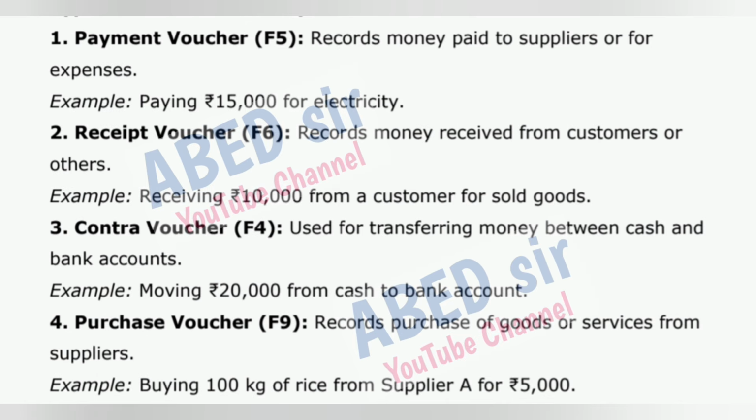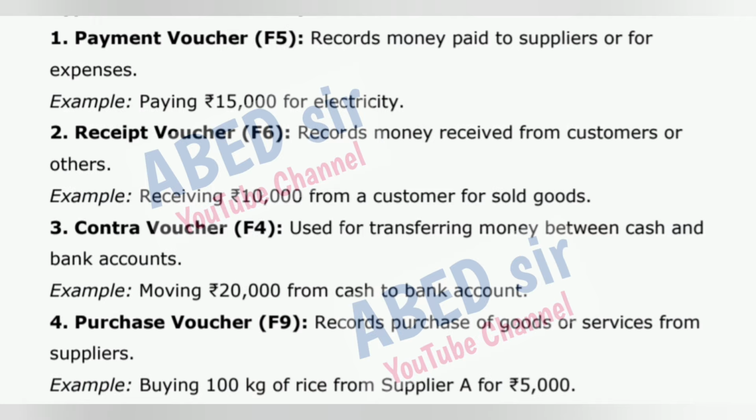1. Payment voucher, F5, records money paid to suppliers or for expenses. Example, paying 15,000 rupees for electricity. 2. Receipt voucher, F6, records money received from customers or others. Example, receiving 10,000 rupees from a customer for sold goods. 3. Contra voucher, F4, used for transferring money between cash and bank accounts. Example, moving 20,000 rupees from cash to bank account.